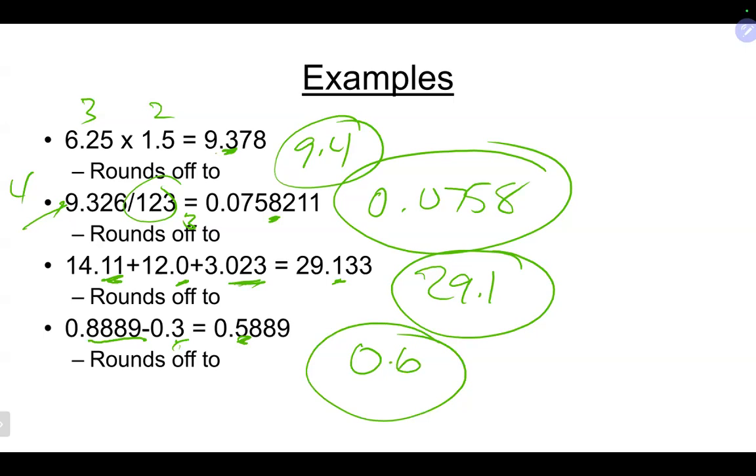So adding, subtracting, you're going to be looking at decimal places the least. Multiplying, dividing, you're going to be looking at significant figures the least. And really why it's the least is, frankly, it's your worst measurement. So your measurements and your calculations are only as good as your worst measurement. And in each of those cases, that would be your worst measurement.